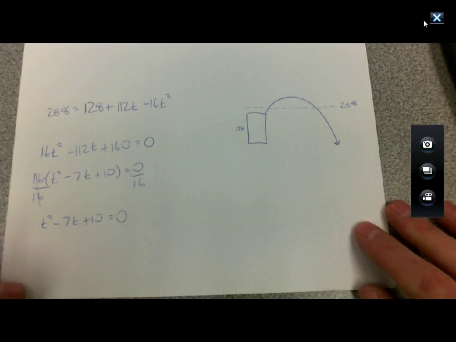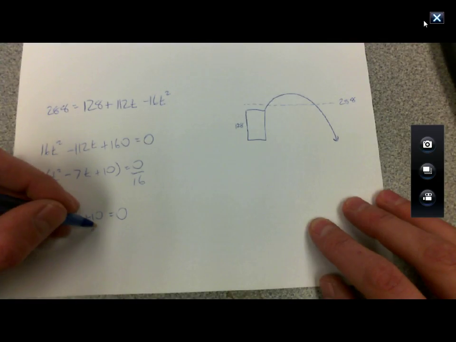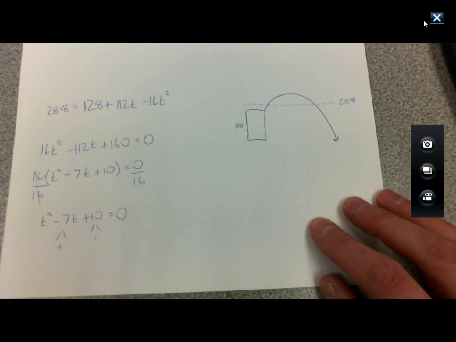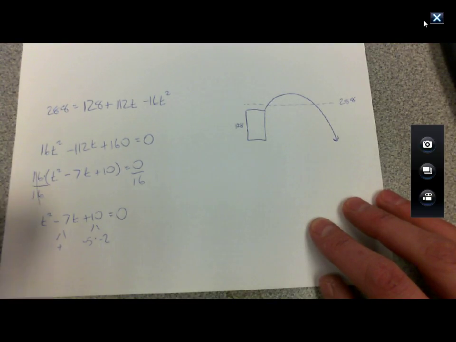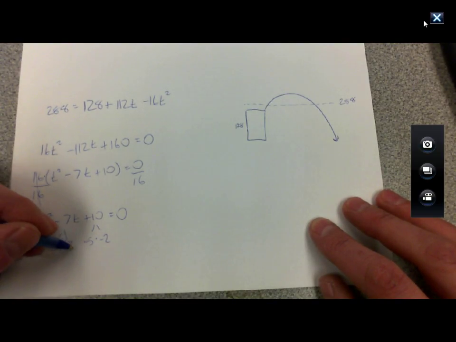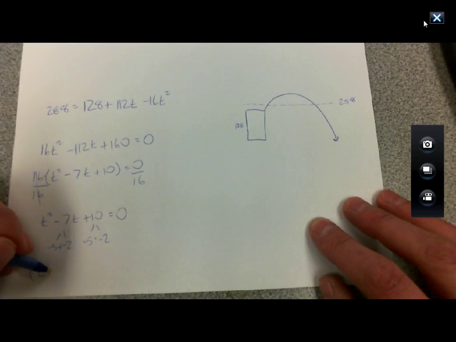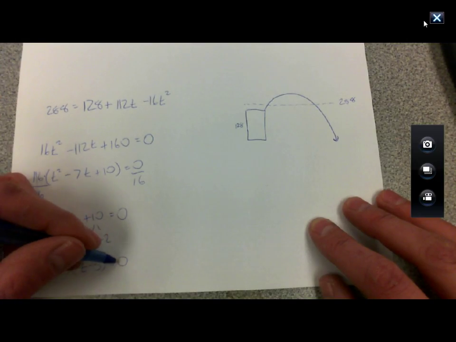And I am going to try and factor this. There's no leading coefficient here, so it's like a 1. So I'm going to find 2 numbers that multiply to 10 that also add to -7. Well, -5 times -2 equals 10, and -5 plus -2 equals -7. So my factors are going to be t minus 2 and t minus 5 equals 0.